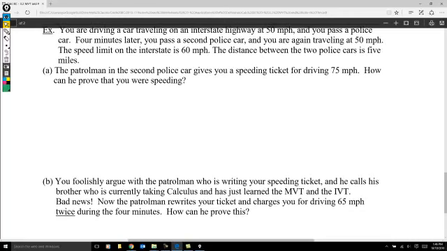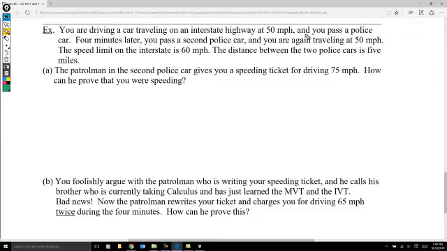Last question, very reasonable, very realistic situation. I'm driving a car and I'm passing a policeman. 4 minutes later, I pass another one. Both times I pass him, I'm at 50 miles per hour. Speed limit 60. I don't know why I was driving so slow. The distance between the two is 5 miles. All right. I get a speeding ticket for driving 75 miles per hour. How can he prove that you were speeding?